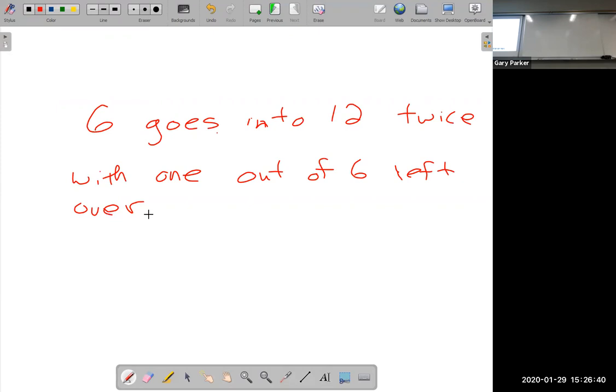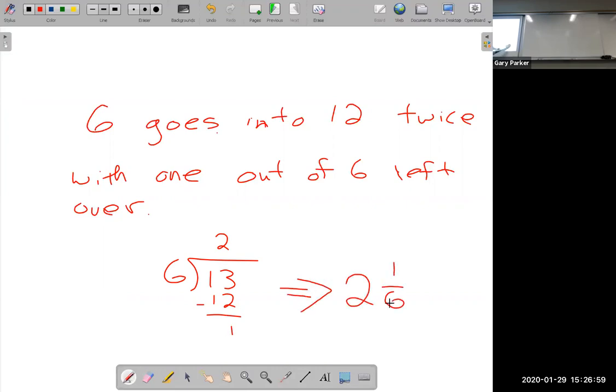Yeah, so I'm saying to write out the result of the long division. Shouldn't that say 13? Yeah, long division would be fine too. 6 goes into 13 2 times, with 1 over 6 left over. But like she said, it's going to be a 13 instead of a 12 up there. Oh, that was supposed to be a 13. Sorry. Yeah, right. 6 goes into 13 twice with 1 over 6 left over. Thank you. Typo.